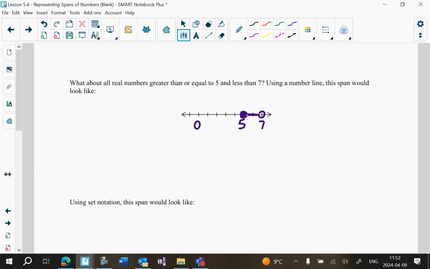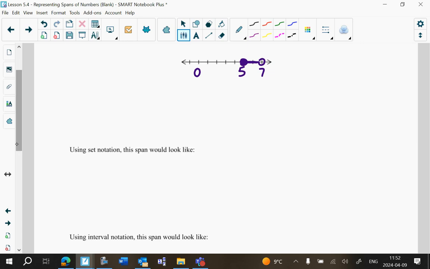For set notation, because we're starting and stopping at certain numbers, I put the X in the middle. I put the lowest here, the highest here. And because I'm including 5, I have to do less than or equal to here. But because I'm not including 7, I have to put less than there.